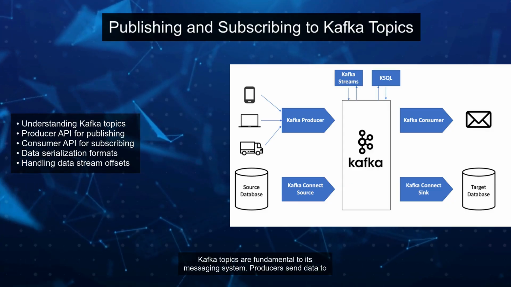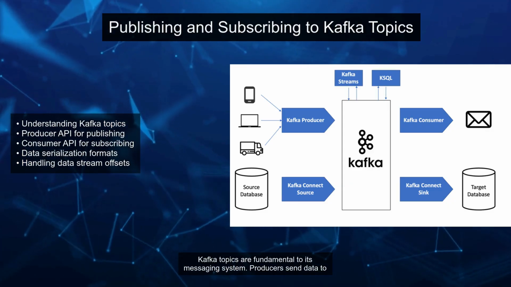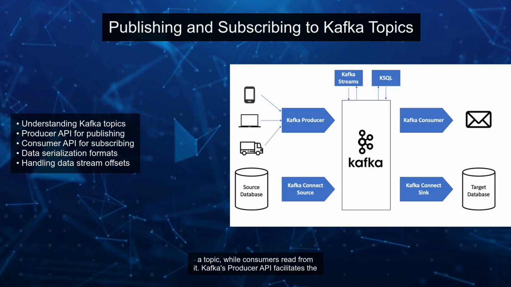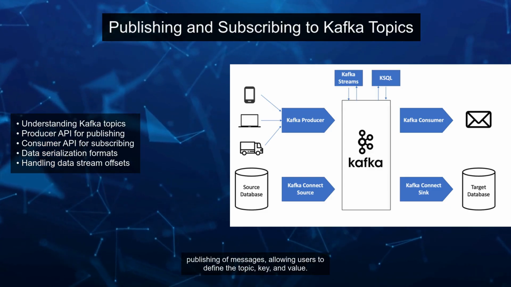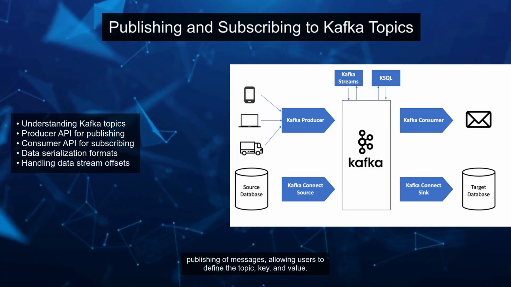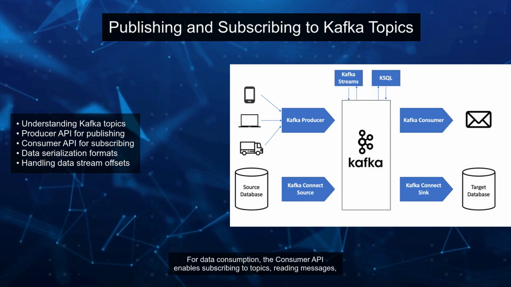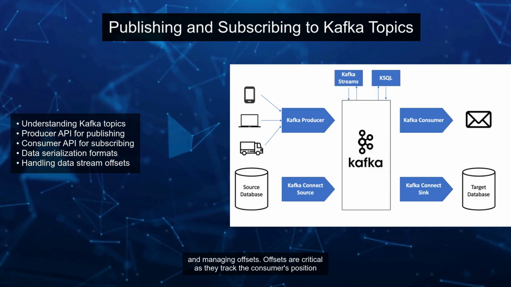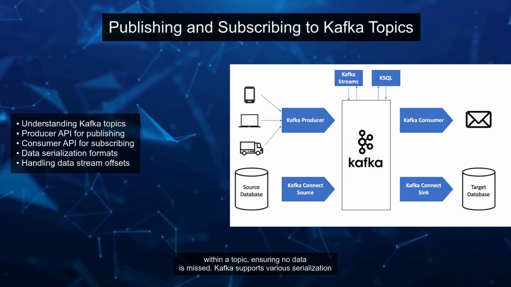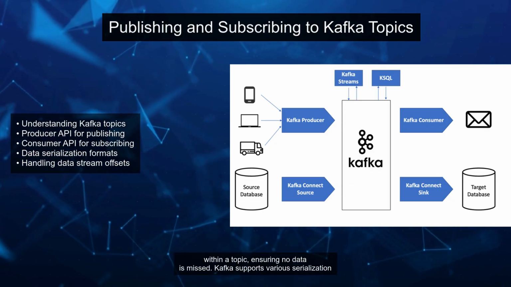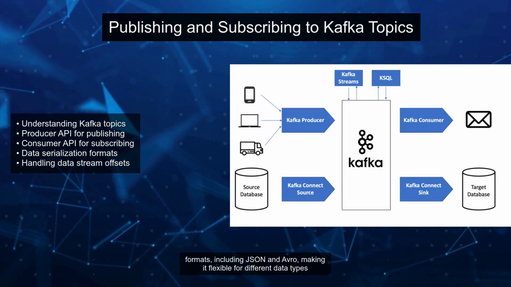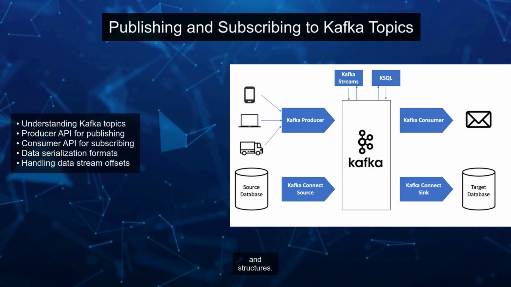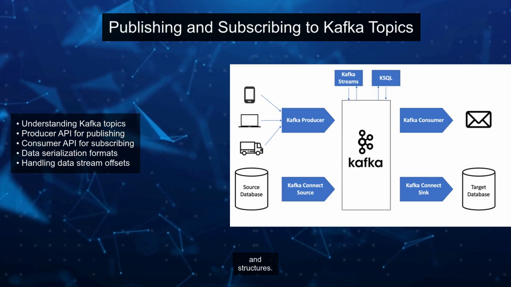Kafka topics are fundamental to its messaging system. Producers send data to a topic, while consumers read from it. Kafka's Producer API facilitates the publishing of messages, allowing users to define the topic, key, and value. For data consumption, the Consumer API enables subscribing to topics, reading messages, and managing offsets. Offsets are critical as they track the consumer's position within a topic, ensuring no data is missed. Kafka supports various serialization formats, including JSON and Avro, making it flexible for different data types and structures.